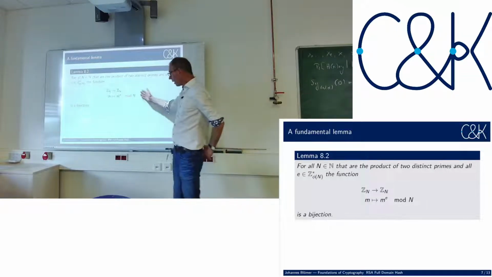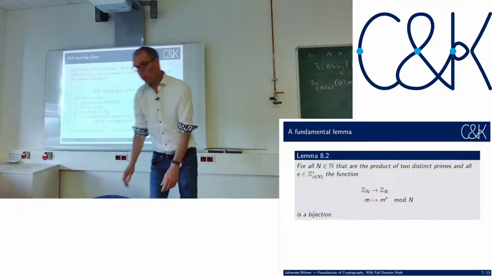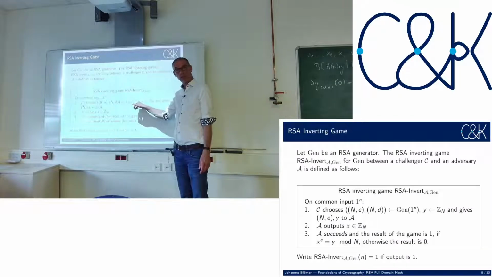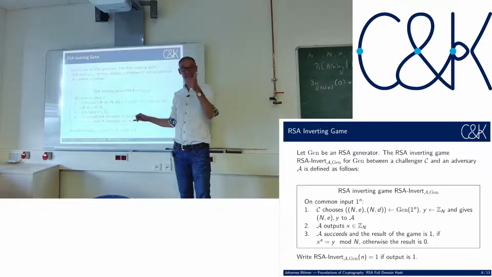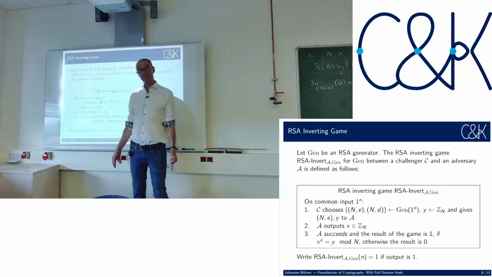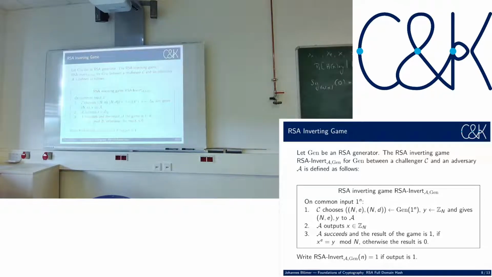So this function here is a bijection, which means, if I go back to this game here, for any y, there is an x. And in fact, there is a single unique x such that this equation here is satisfied. So I don't have to make this detour of first computing x, then setting y to be x to the e, and then asking the adversary to find this specific x, because that's the only x that's a preimage of my y.